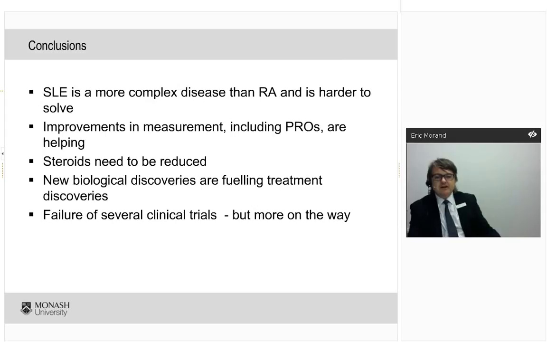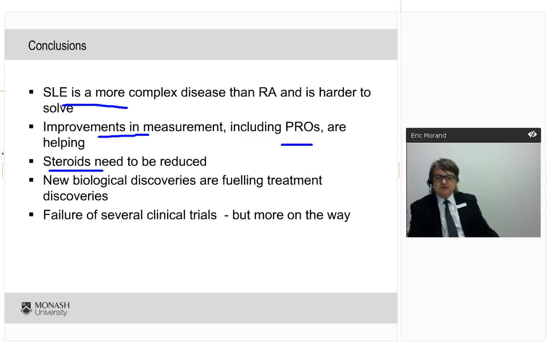So I'm going to stop now and leave 10 minutes for any questions with a summary of the presentation that I've done. Firstly, SLE is an immune disease just like rheumatoid, but it is more complicated, and the riddles of lupus are harder to solve. Improvements in measurement for lupus are urgently needed, and we need to be able to use patient-reported outcomes when we assess a patient, so we know how they feel and how the disease is affecting their life.